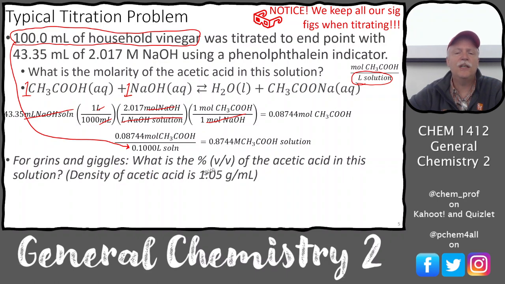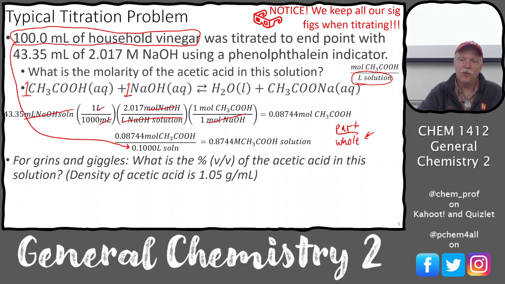To do this, we're going to need to know the density of acetic acid, and it's given in the problem. So how do we approach this? Remember, a percent is a part over a whole. So part over whole. What is the whole in this case? It's volume over volume. What's the volume of the whole solution? It's given in the problem. It's the 100 mils. That's the amount of vinegar, so that's the whole.